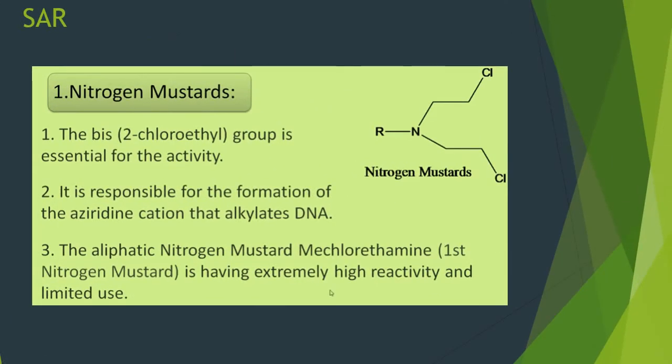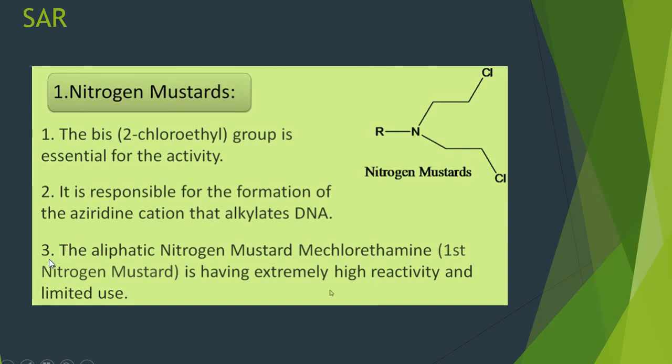Now coming to the structure activity relationship. As we have already discussed, the first and important point is that the bis 2 chloroethyl group is essential for the activity. This is the structure for the 2 chloroethyl group, and this is the structure for the bis 2 chloroethyl group. It is present in almost all the drugs, and it is responsible for the formation of the aziridine cation that alkylates the DNA, which is responsible for the mechanism of action.